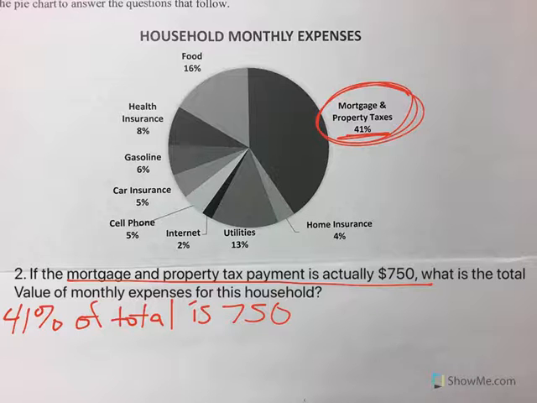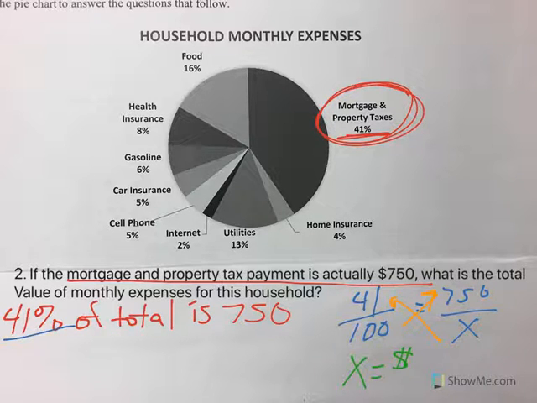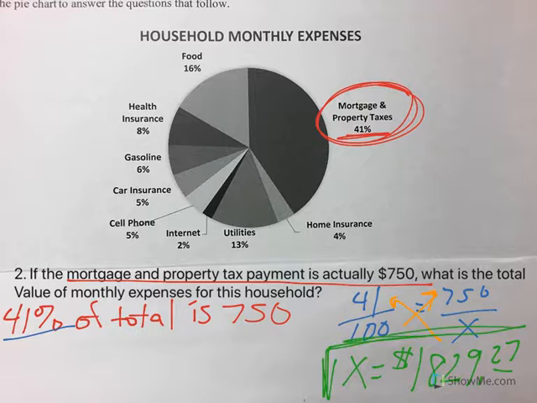Okay, well, the way I wrote that out, now I can turn that into a problem. 41% is 41 over 100 is over of, or think part to whole. So if I cross multiply, I end up with, I'm going to round to the nearest penny, $1,829.27. So this is the estimated monthly expenses in this house with all of the stuff put together. We're going to need that for the next problem, so write that down.